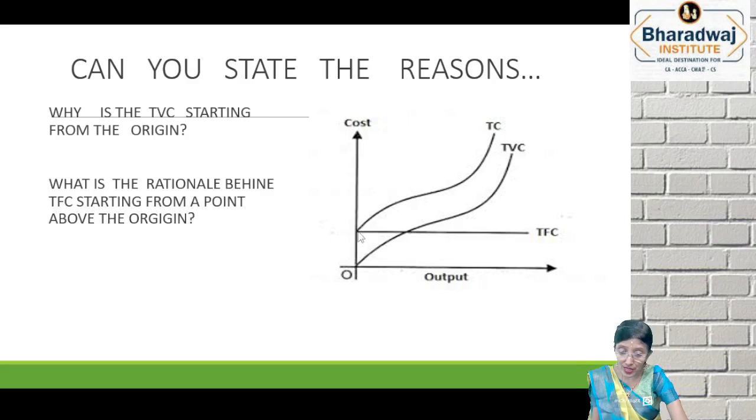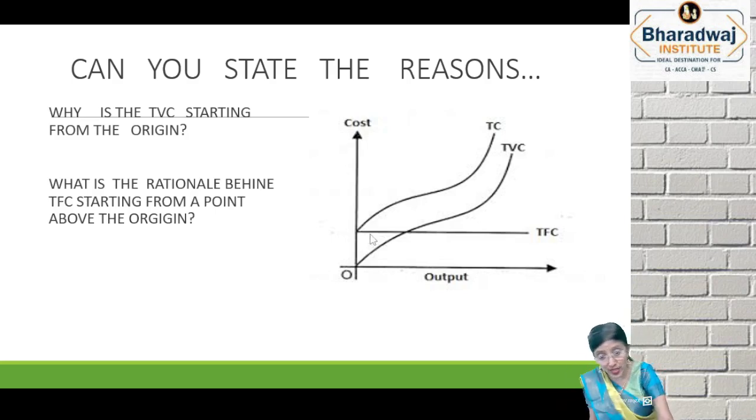Whereas TFC, we start from above the origin. When output is zero also, irrespective of whether the production process is on or not, we have to incur total fixed cost. Isn't it? You are not going to send off your permanent employees when there is a lean period. No. You have to maintain your plant, equipment, machinery, buildings, you have to pay rent. You're not going to say, no, this is not the production period, it's a lean period, no rent. No. Whatever is a fixed factor expenditure, it will happen.